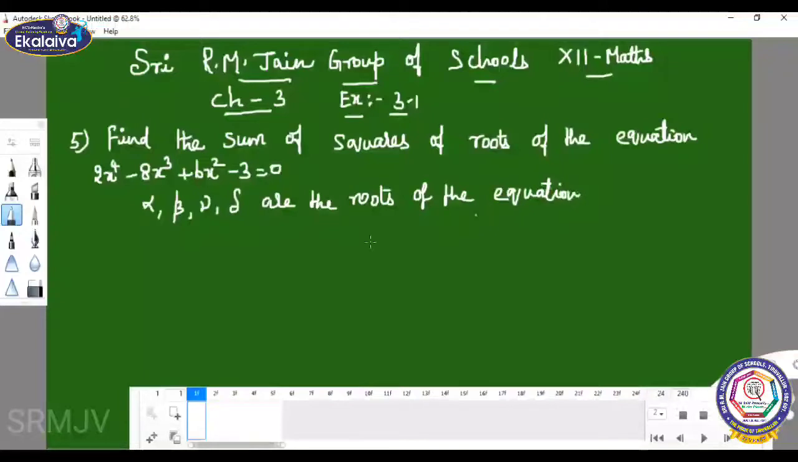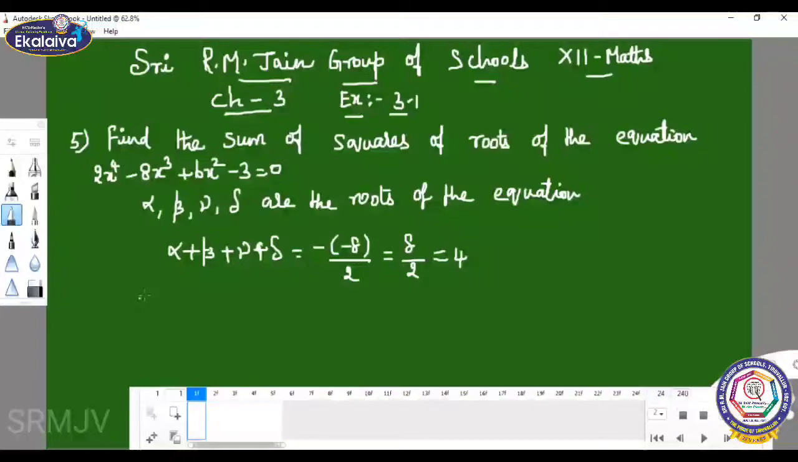The sum of the roots is nothing but what? Alpha plus beta plus gamma plus delta equal to minus b by a, minus second term by first term. It gives 8 by 2. The value is 4.